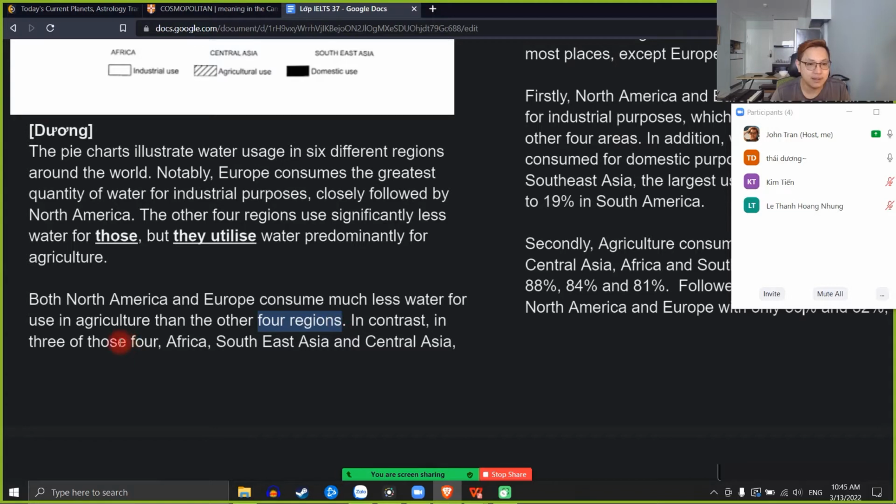So to make it clear, what are those referred to? Can it refer to North America and Europe? Or does it refer to the other four regions? So to make it clear, I put those four. So you know that it referred to the other four regions. You know? Nó phải rõ ràng như thế. It has to be clear that way, you know? It has to be extra clear. Crystal clear like that.